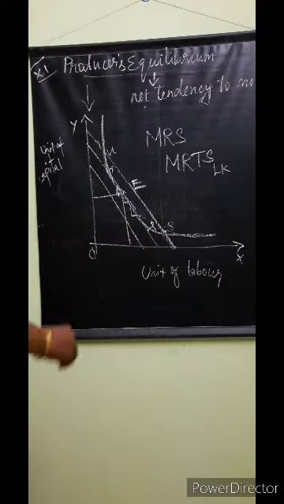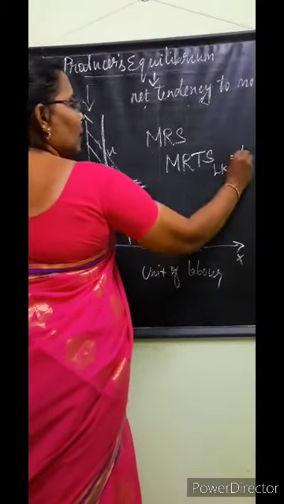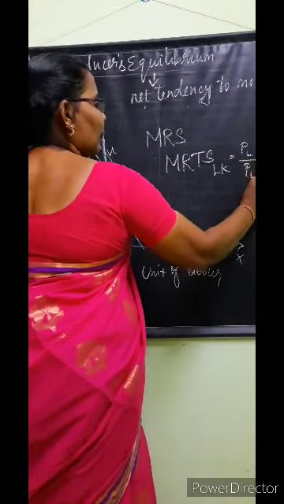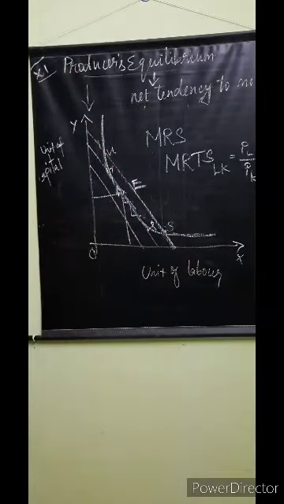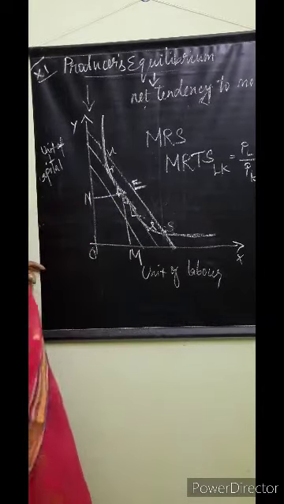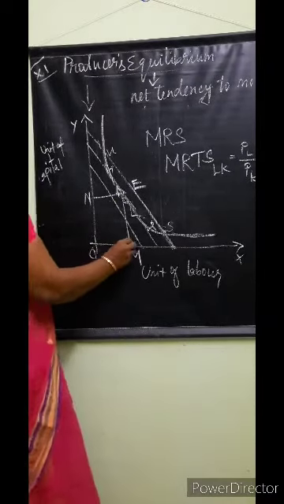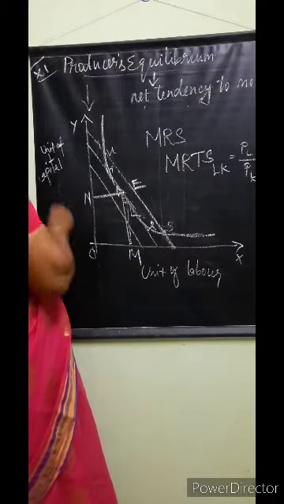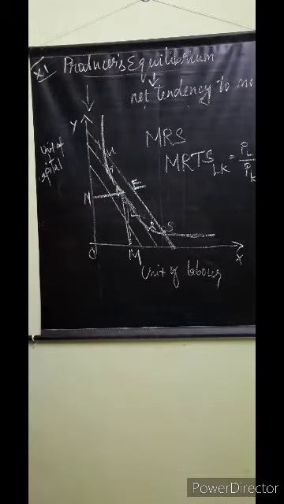So, if we write MRTS is equal to PL by PK, that is the price of labor and the price of capital, or else the productivity of labor and the productivity of capital. If you are given like this, the firm employs OM units of labor and ON units of capital. So it is applying OM units of labor and ON units of capital to attain the equilibrium.